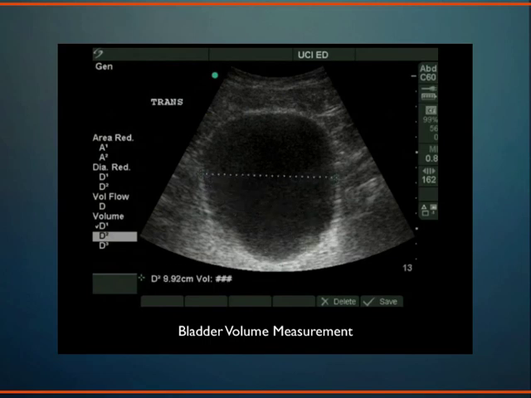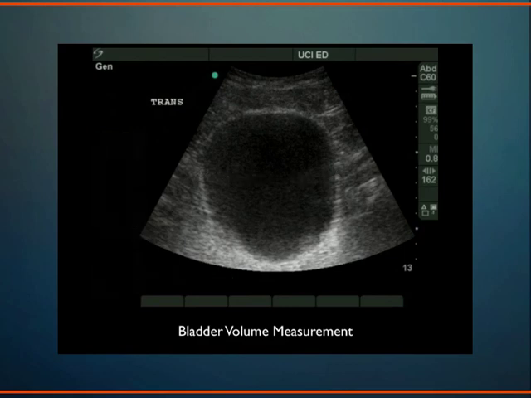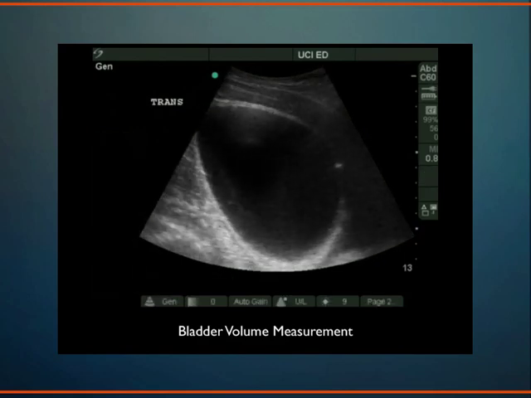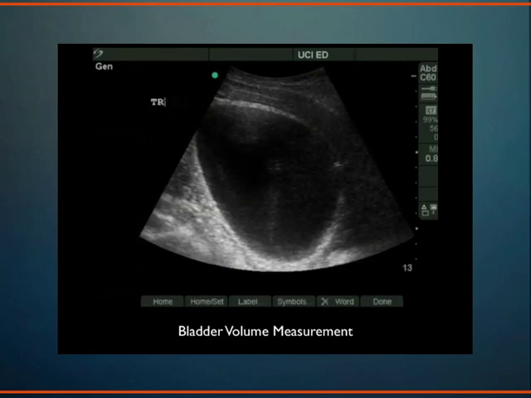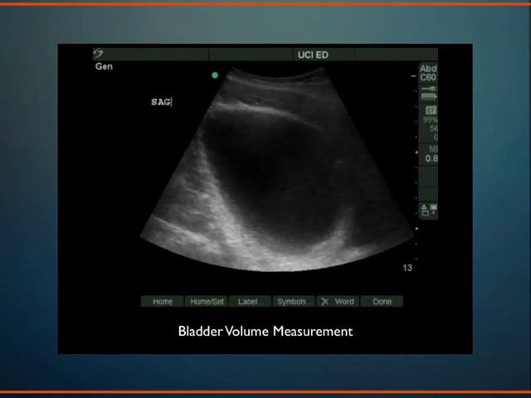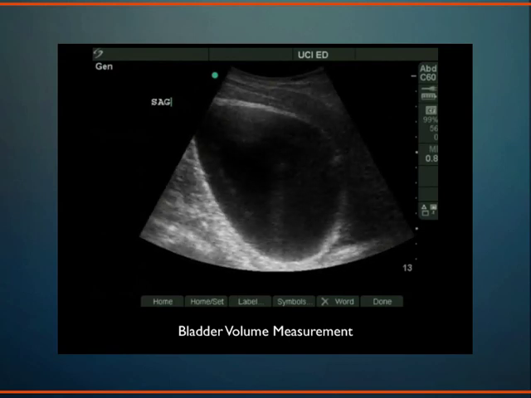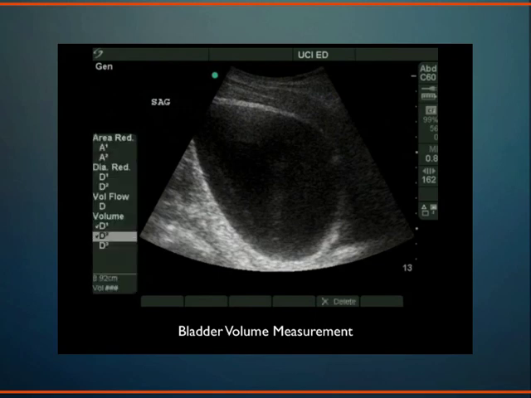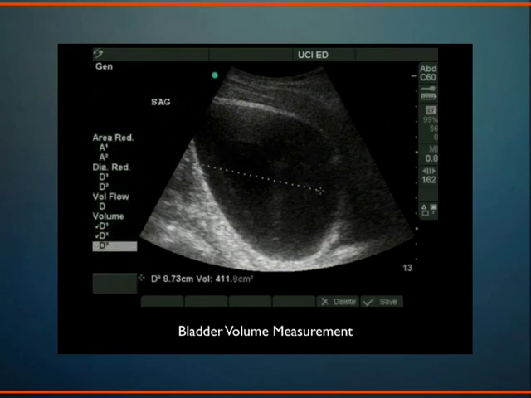So it was the height, and then we got the width, and then we change the plane from transverse. We unfreeze the machine, and we move the probe into a sagittal plane, where now we have the length of the bladder here. So those are the three dimensions: height, width, and length. And you can enter these into some machines, or you can just multiply these values by each other, and you should estimate the bladder volume that way. Questions about that? This one had like 437 cc's in it.